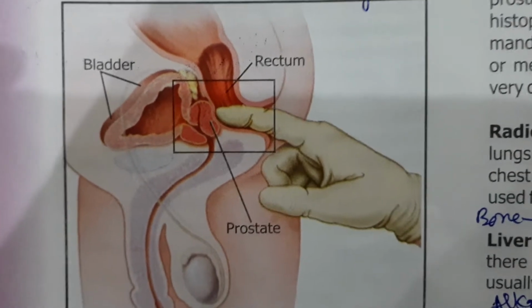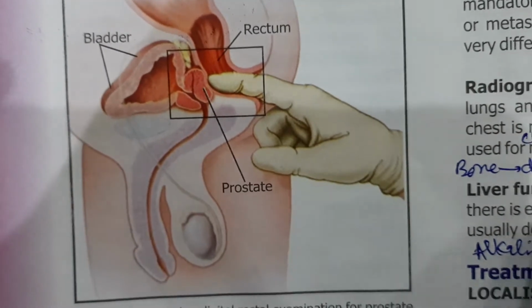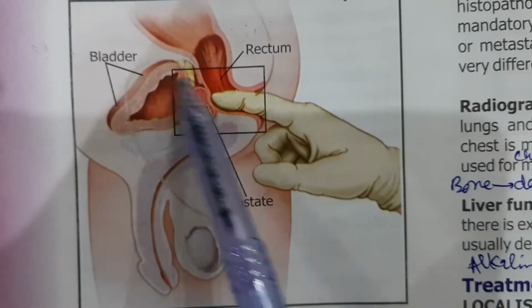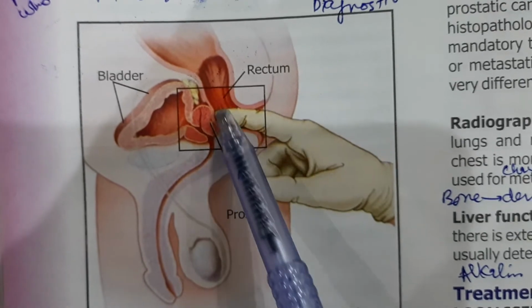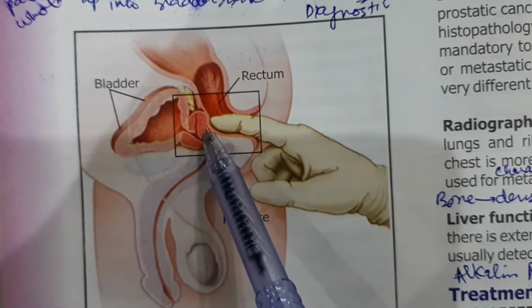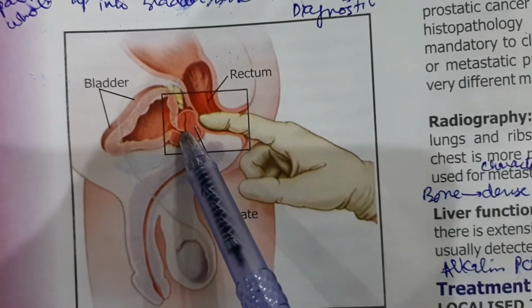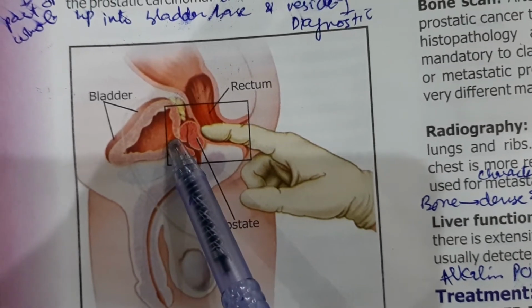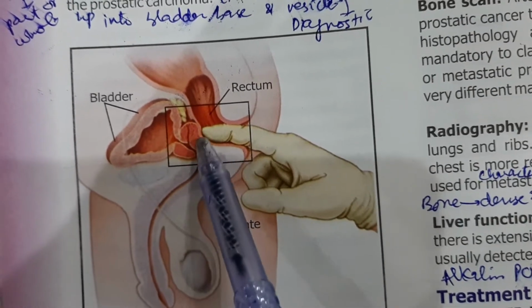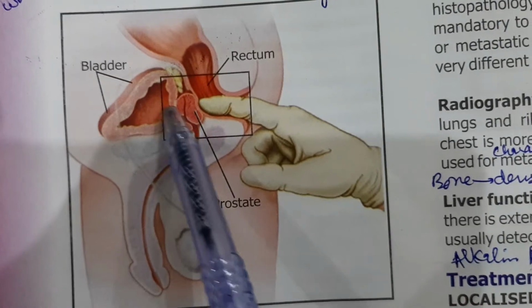In this picture, the procedure of the digital rectal examination is shown. A finger is passed through the rectum and the prostate is palpated, and the urinary bladder is also palpated to see the prostatic invasion into the bladder.